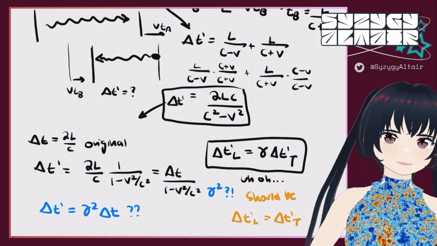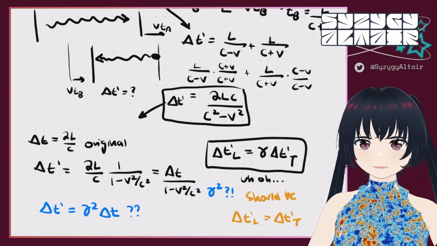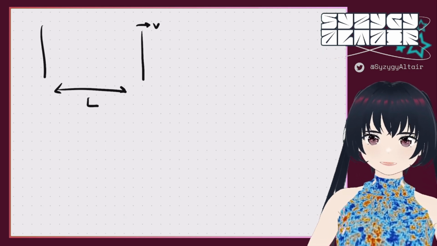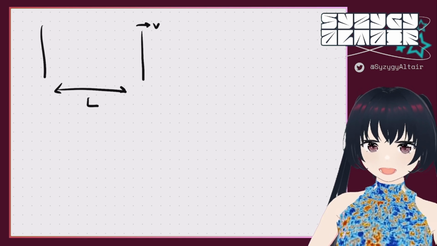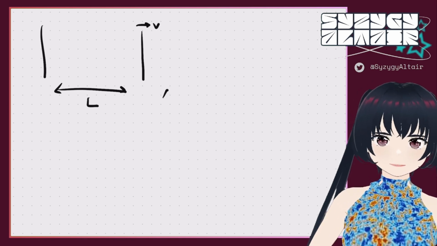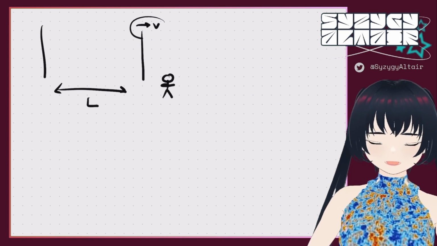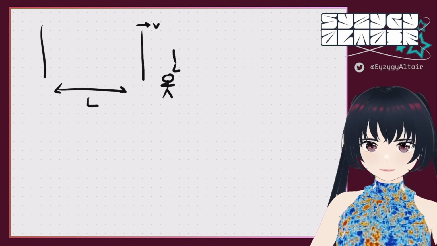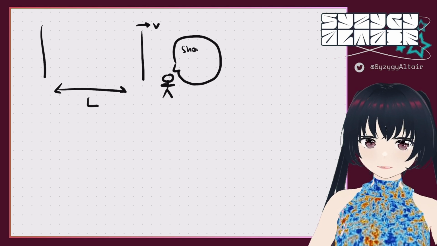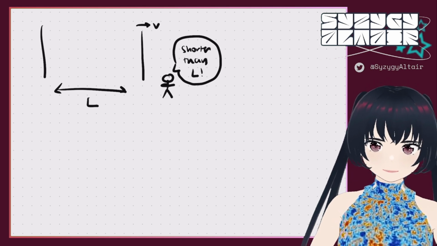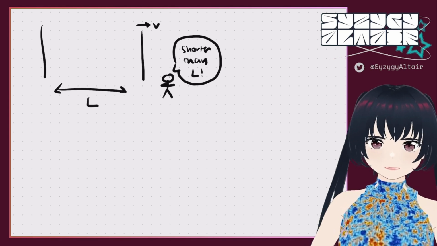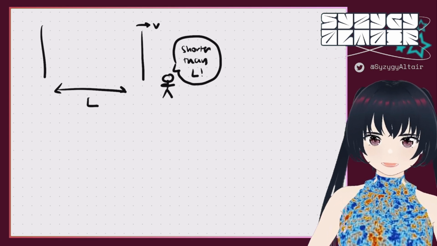So the solution to this lies in another fascinating aspect of special relativity: length contraction. Length contraction is the phenomenon where an object moving at a speed relative to us appears shorter along the direction of its motion. In this case, it would appear that the distance between the mirrors is shorter. So let's take a look at how length contraction resolves this contradiction.